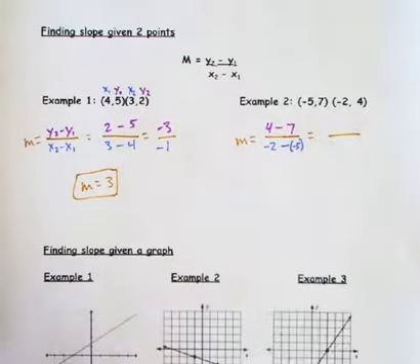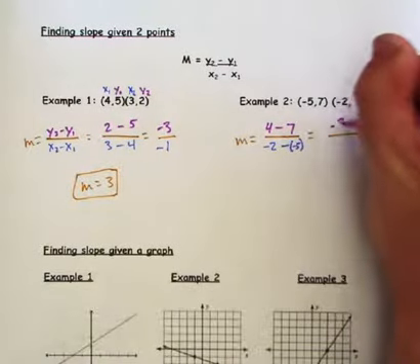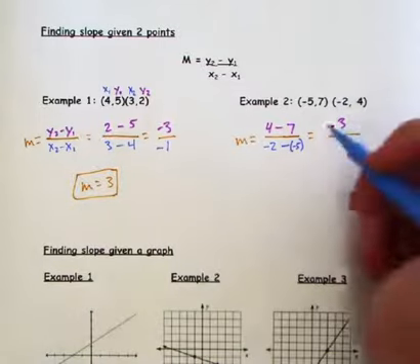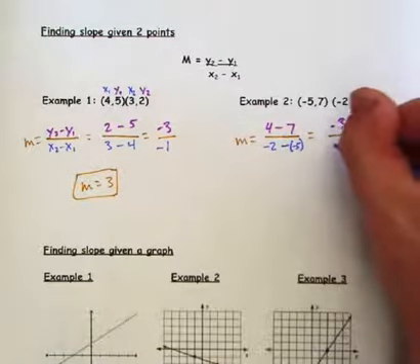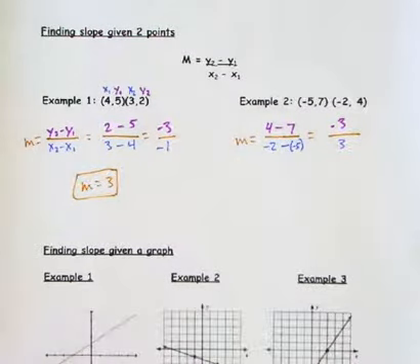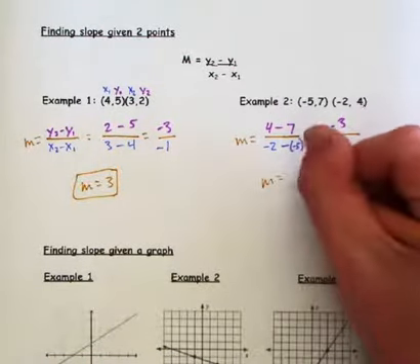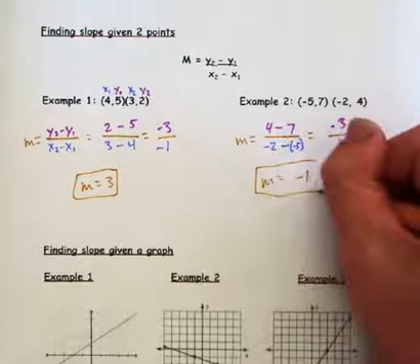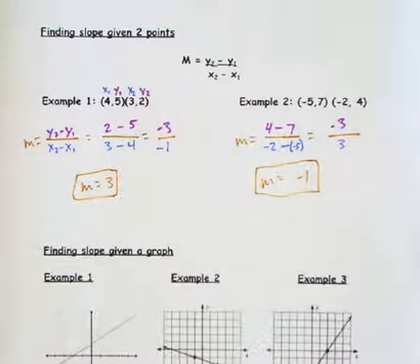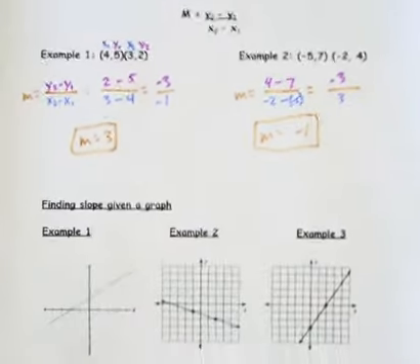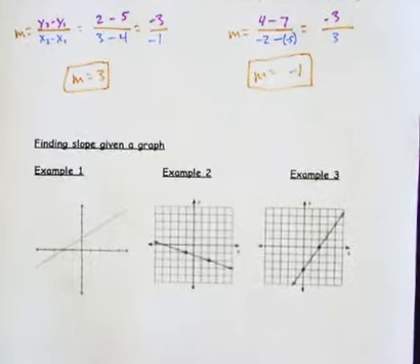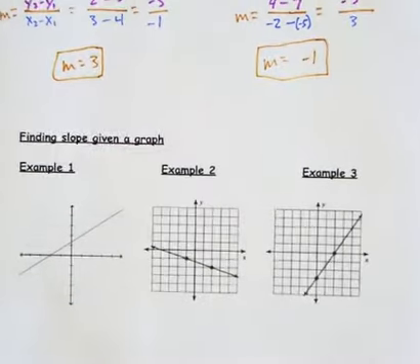So when we go through, we get negative 3 up top. 4 minus 7 is negative 3. Negative 2 minus negative 5 is positive 3 on the bottom. Okay. So m equals negative 3 over positive 3, or negative 1. So that's how you can use 2 points to find the slope. Okay. Then finally, you can find the slope using a graph. Okay. So here's some examples, and I'm going to zoom in a little bit to make sure you can see what I'm doing.